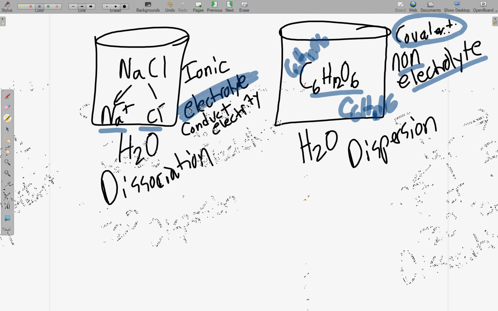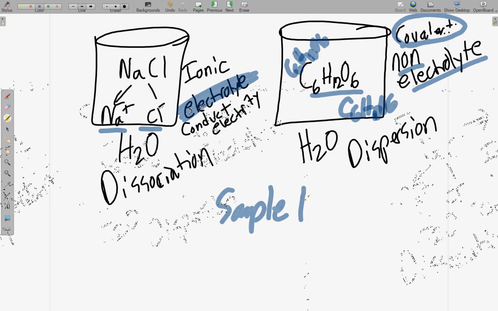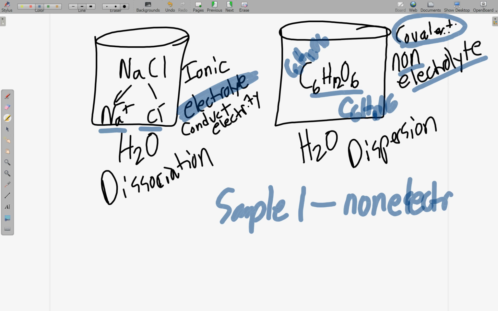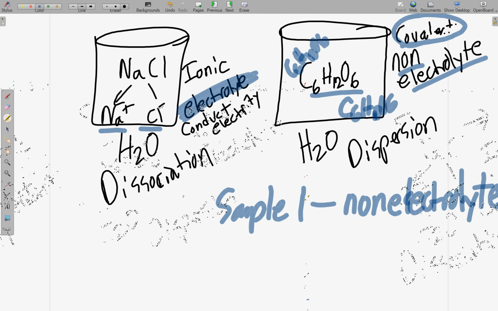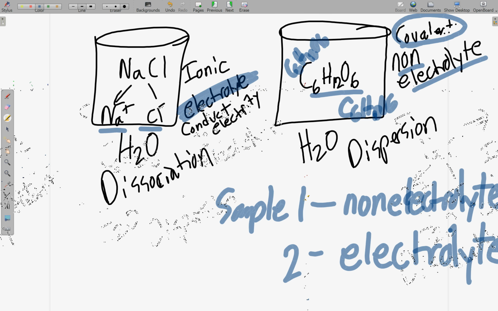Right? So if you had an unknown sample, okay, and you know that it is a non-electrolyte, do you think it's ionic or covalent? It's probably covalent. And if you had sample 2 and you knew that it was an electrolyte, it would probably be ionic. Isn't it ionic?